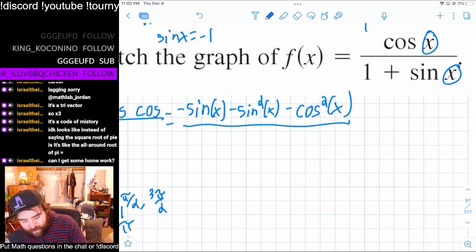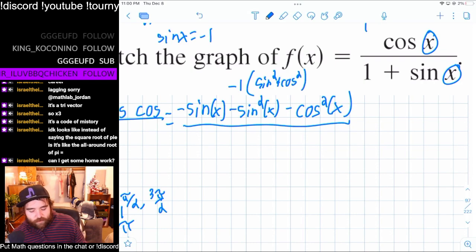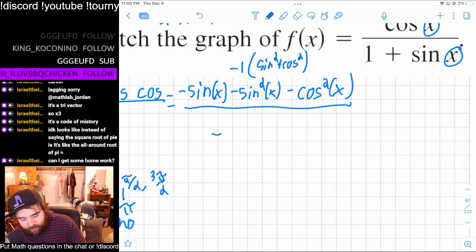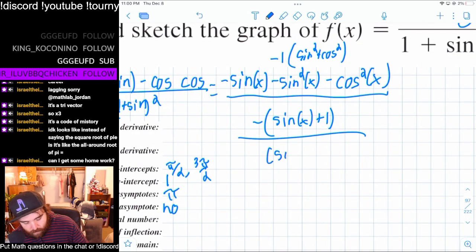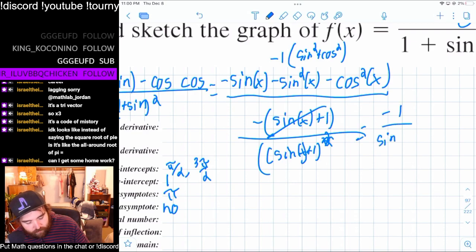What is this? I factor out the negative. Factor out a negative 1 times sine squared plus cosine squared. So sine squared plus cosine squared is 1. That's why that was so nice. I'm going to factor out a negative again. So I have negative sine of x plus 1 over sine of x plus 1 squared. So one of those is canceling with one of those. So the derivative is negative 1 over sine of x plus 1.